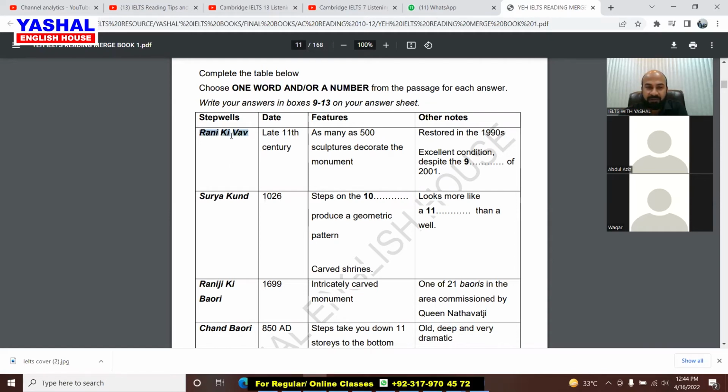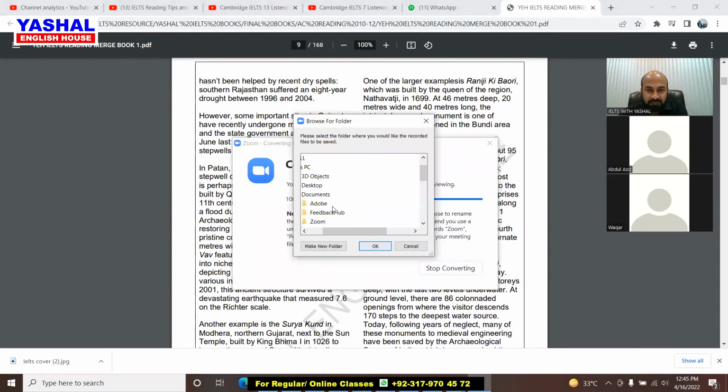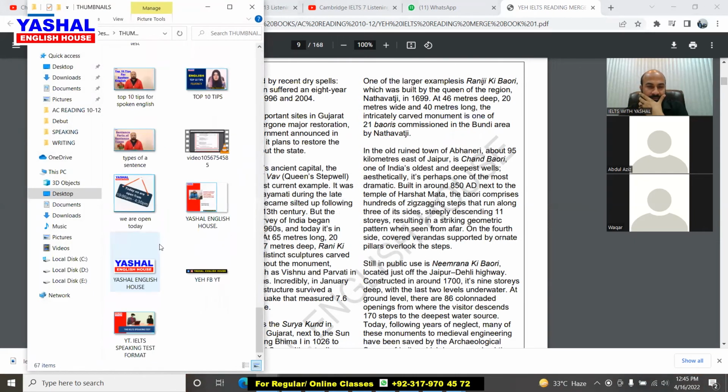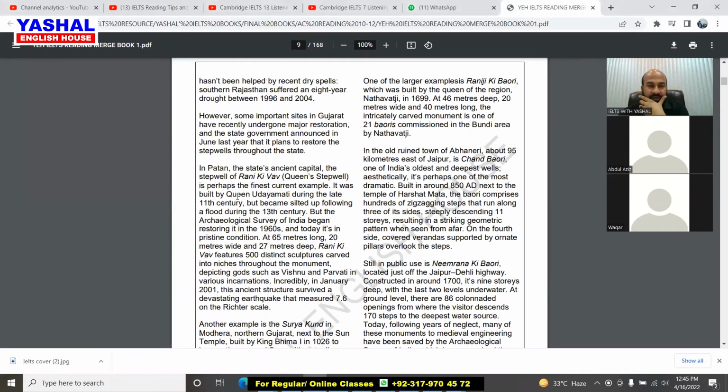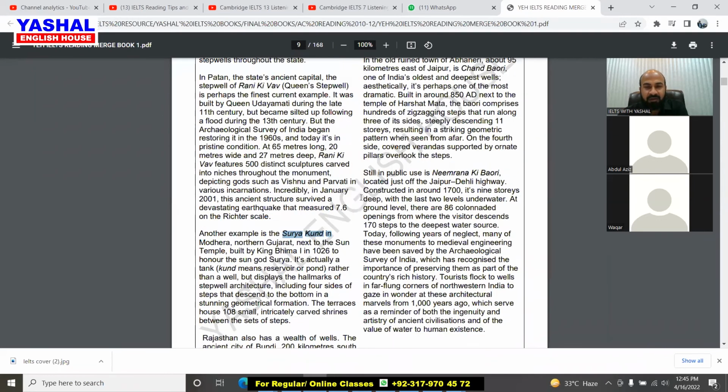When you come to the second page, over here it is given Rani ki wave. So at the second page beginning, we have to go for Rani ki wave, where it is. Wait, let me save it via downloads, desktop. So here is the Rani ki wave. Fine. So Rani ki wave question answer would be here, and then the next, Surya Kund, is here. So from here onward, it would be in the sequence, in an order, from left top to bottom, and then right top to bottom. They would be in the sequence.